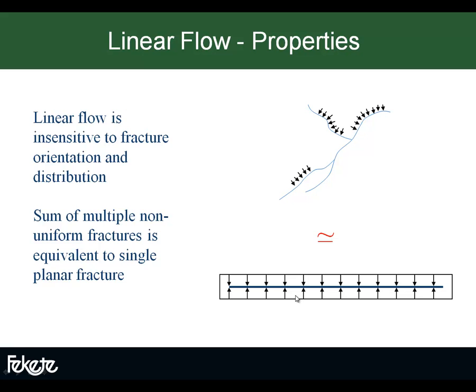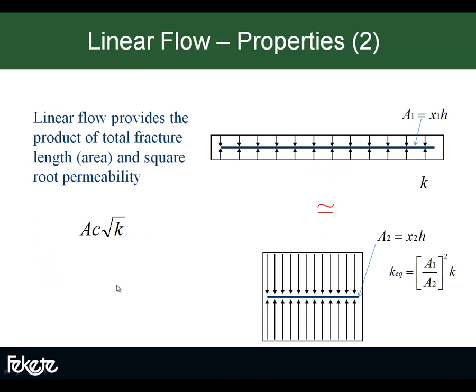And I mean, we can argue all day about whether we have one or the other. At the end of the day, what is really important is that total fracture area. That's what's going to cause the production performance. That's what's going to give us the productivity of the well. So it doesn't really matter during the linear flow period where those fractures are. What really matters is how much total fracture area we have. So this system is equivalent to this system. In other words, the sum of multiple non-uniform fractures is equivalent to a single planar fracture.